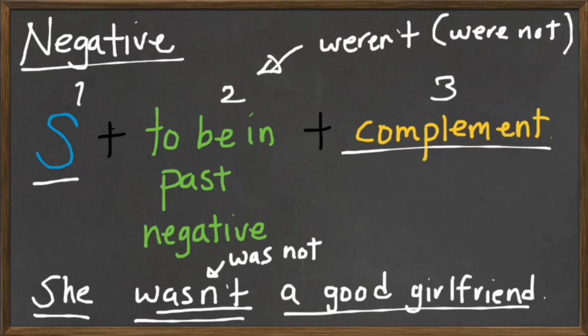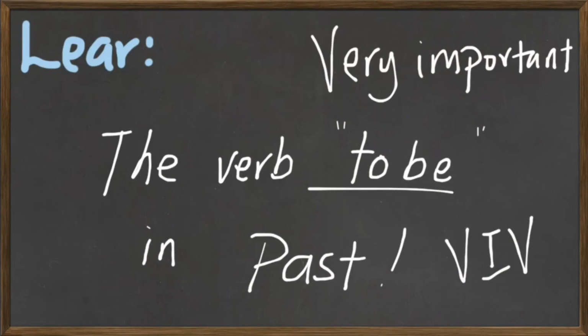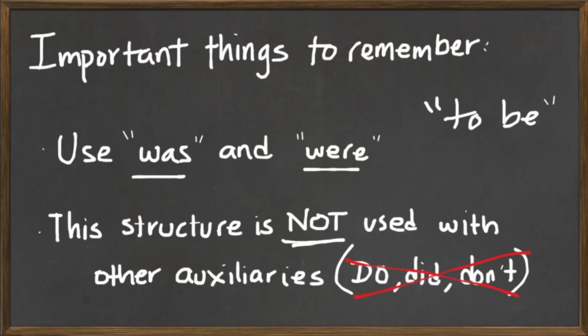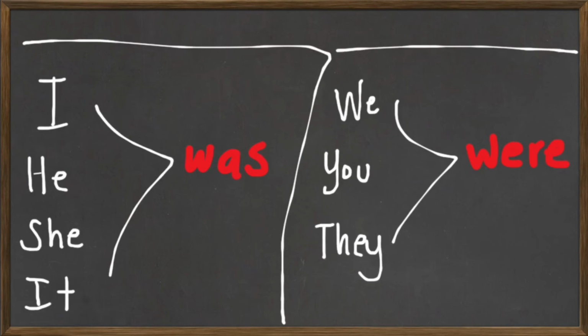Alright, before we say goodbye, let's go back a little bit. Remember, this is a VIV, very important video for your English learning. We saw the verb to be in past, and don't forget that we use was and were. Also, don't forget, never combine was and were with do, did, and don't. I, he, she, it go with was, and we, you, and they go with were.